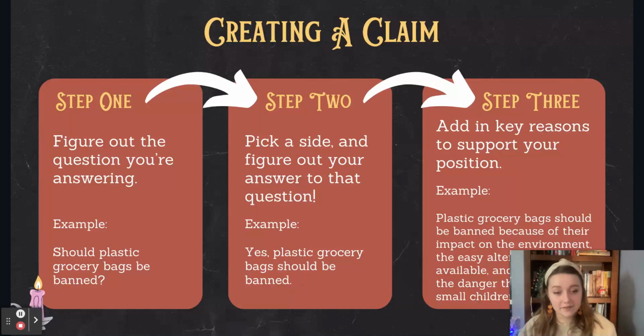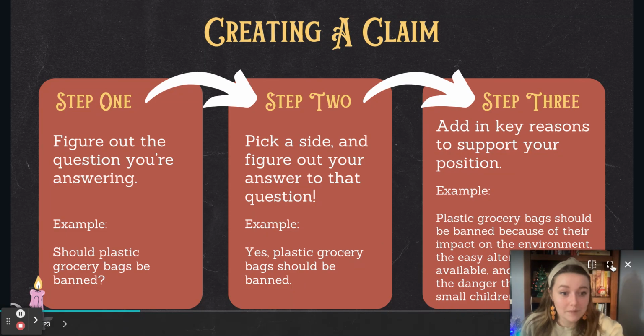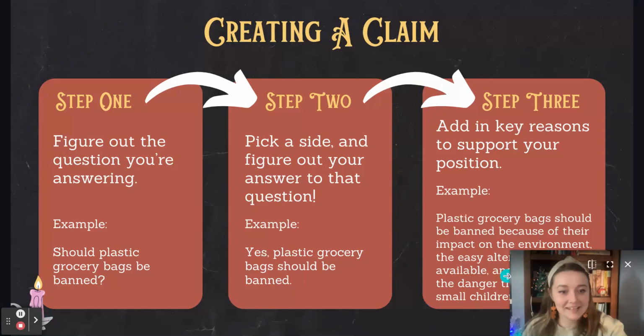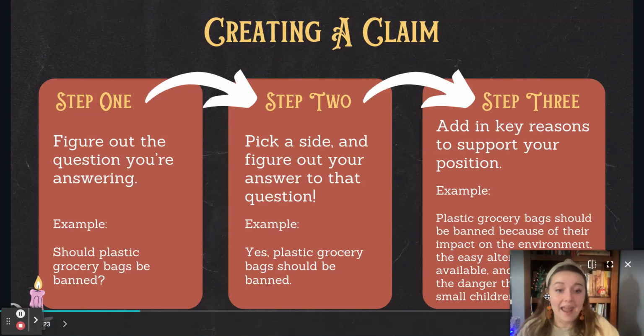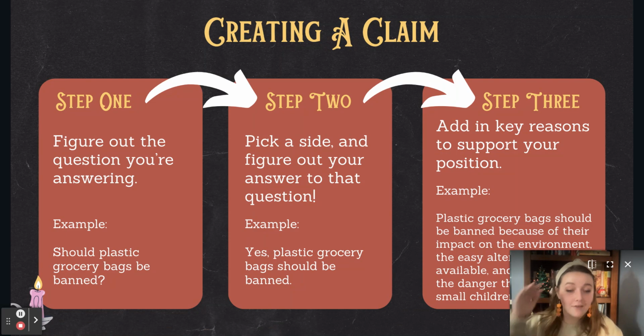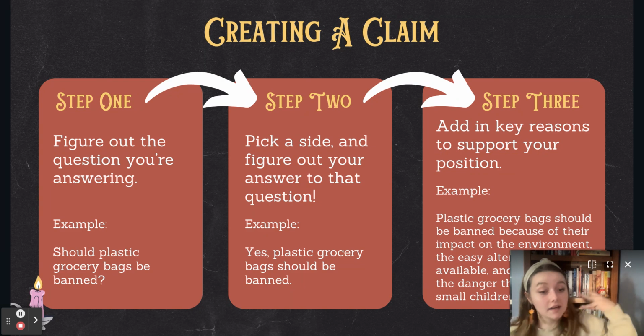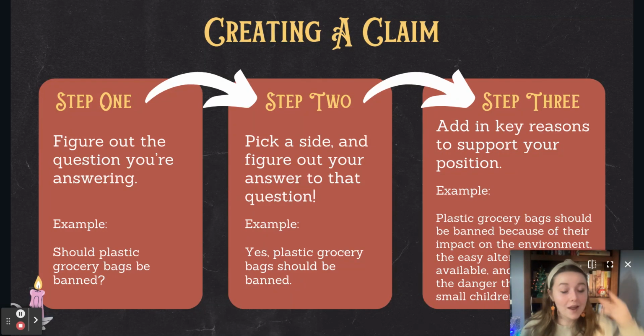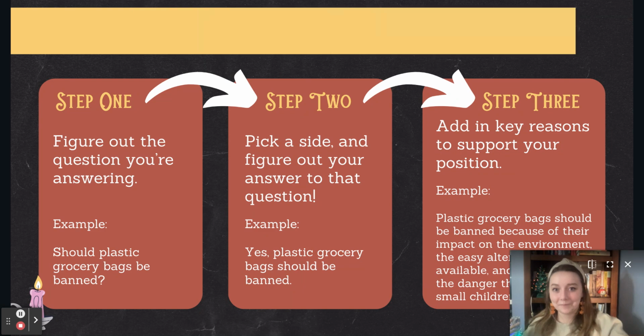When we're writing an argumentative essay, we want to go one step further, which is to add in 3 key reasons that support our position. And if you can't come up with 3, you should probably pick a different argument or pick a different side. So for here, I say plastic grocery bags should be banned because of their impact on the environment, the easy alternatives available, and the danger to small children. I have my claim, plastic grocery bags should be banned. And then I have 3 big reasons. And in an argument, this is actually going to be what my 3 body paragraphs will each focus on.